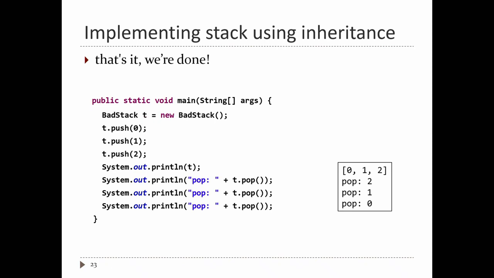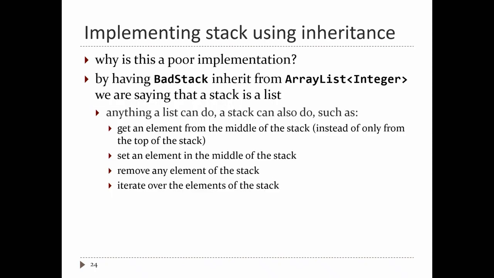Make a stack, push a 0, 1, and 2 onto the stack, print the stack. It's amazing, you get 0, 1, 2. Pop the stack and print the value, so it pops the 2, pops the 1, pops the 0. If you wanted to, you could call size, you could call isEmpty. The problem is, you can call any other list method as well. So why should you not do this?